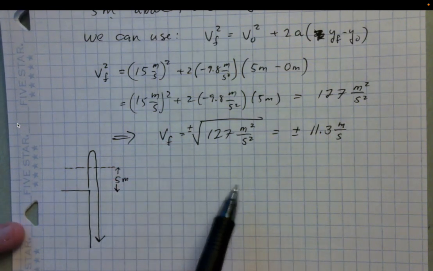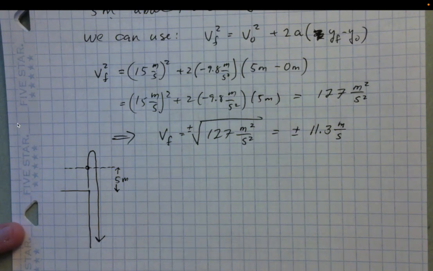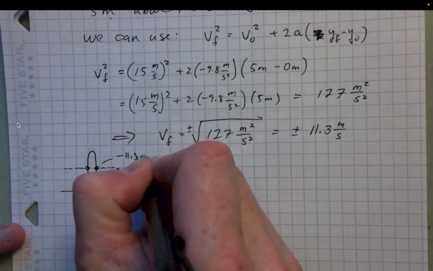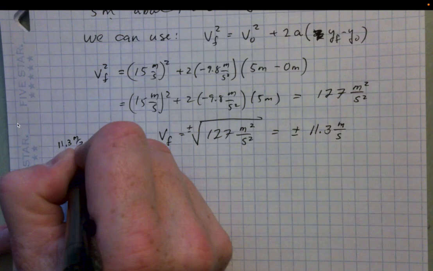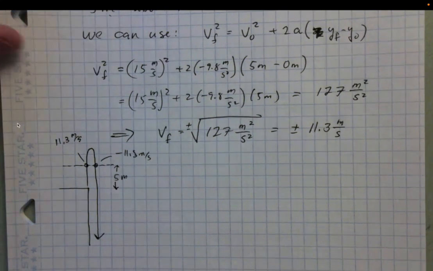So what this is telling you is that on the way up, we're doing 11.3 meters per second positive. On the way down, we're doing 11.3 meters per second negative. So you have different signs depending on whether you're heading up or heading down. Both answers are legitimate since the problem just said 5 meters. It didn't say the first 5 meters or the second 5 meters. Okay, so that's part B.